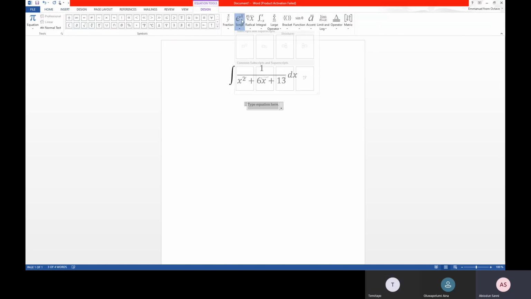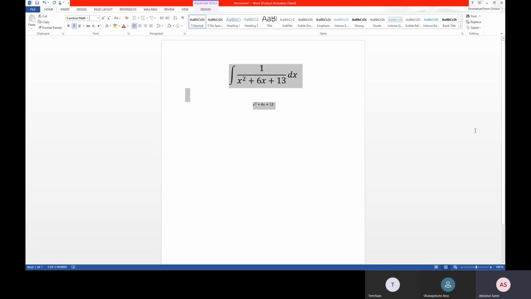So you are going to have something like this, say x squared plus 6x plus 13. So what do you want to complete? You want to complete the square of the guy in the denominator. You want to complete the square of this guy. So you want to complete the square of this guy.